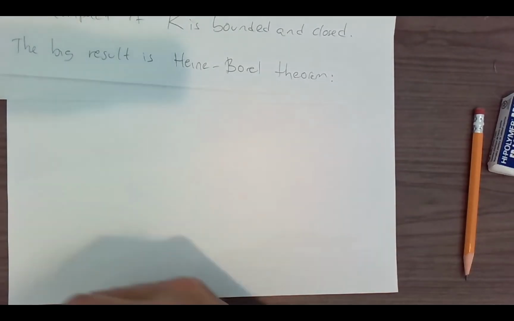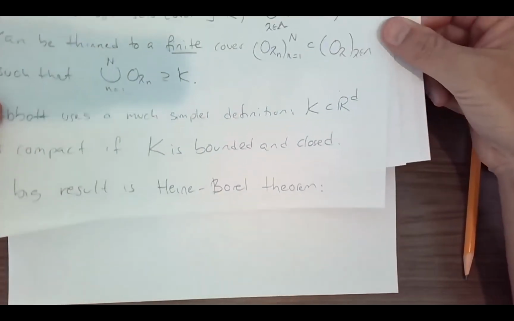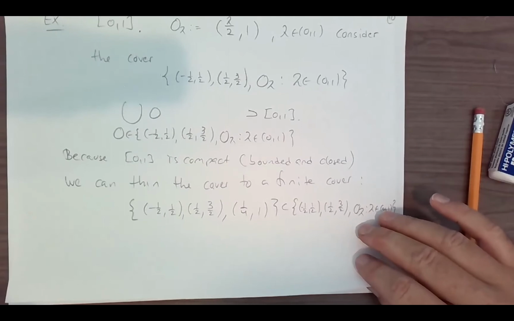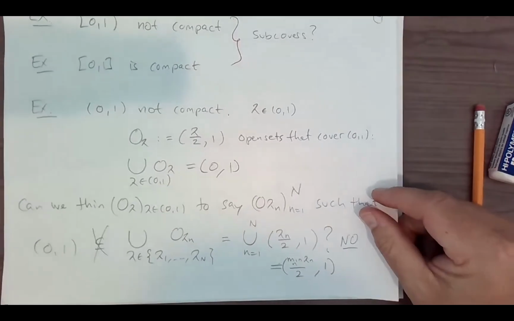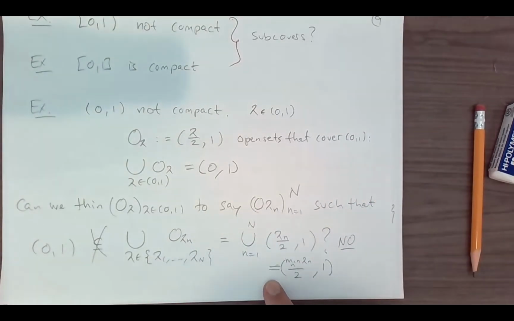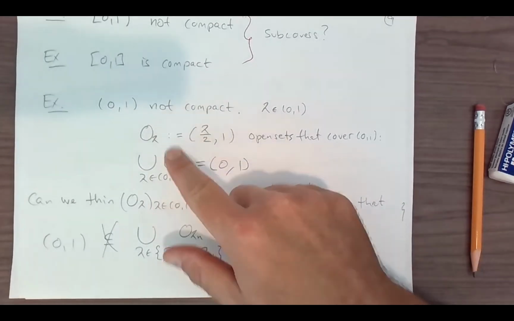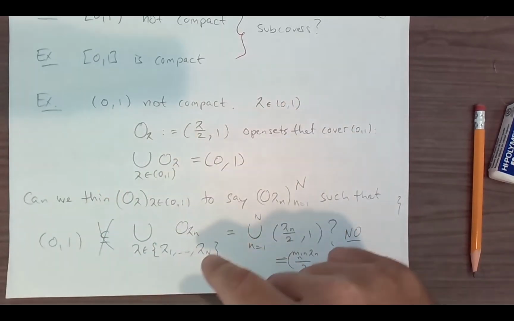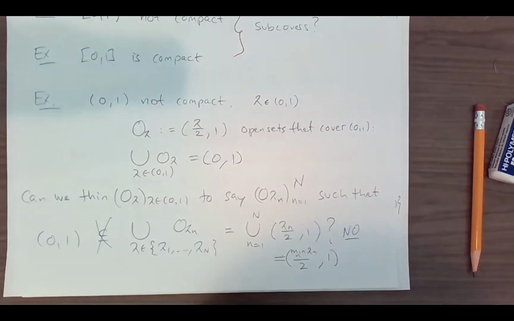Why wouldn't it work if we have 0, 1? I'm not sure I understand. What do you mean? Why would not what work? Yeah, this one here is not compact, right? So we took this interval, and then we said, okay, here's an open cover. Now let's try to thin that open cover and see if we could do it.